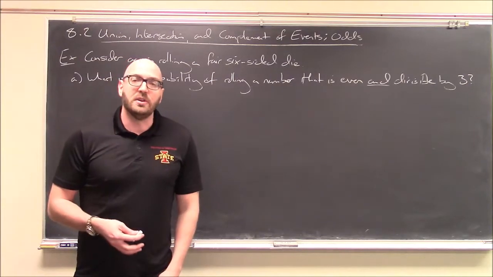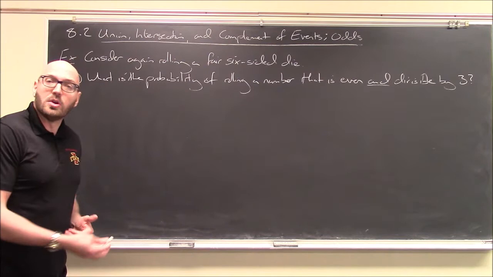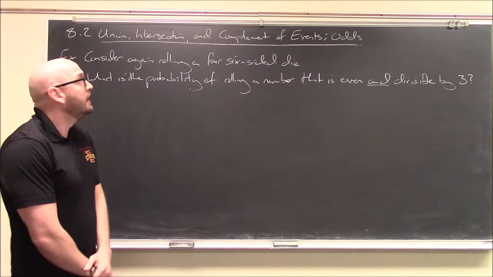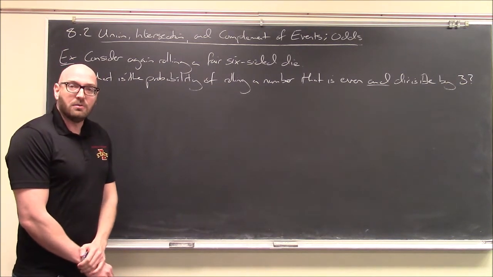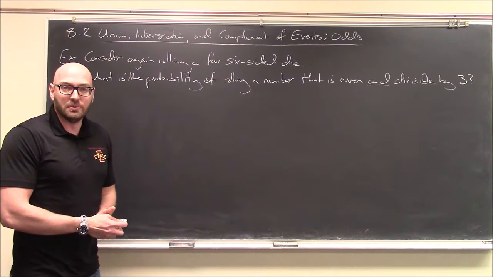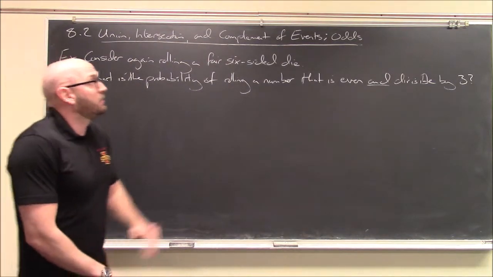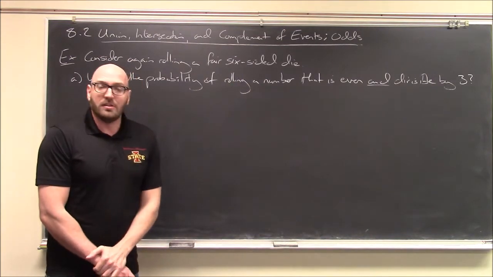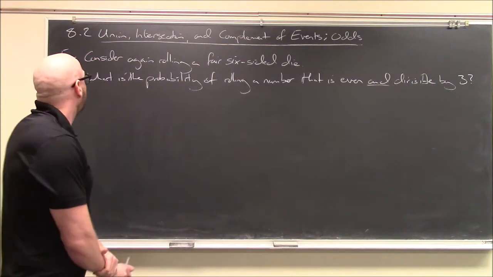Our next section, 8.2, covers quite a bit. To start with, we'll be looking at events that are a little bit more complicated than what we've covered so far, so we'll be looking at unions and intersections of events. And then we'll introduce the complement of events, which is actually a really useful calculational tool for computing probabilities of given events. And last but not least, we'll end with just a short section on computing odds, which is an alternate way of expressing probabilities.